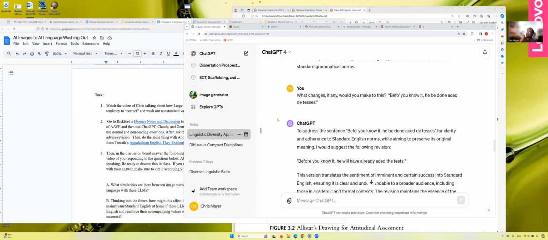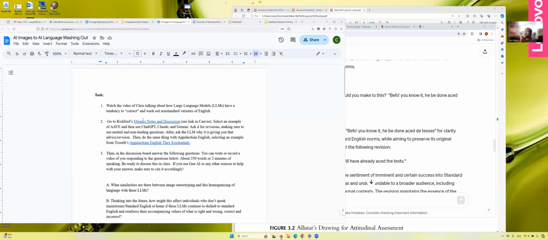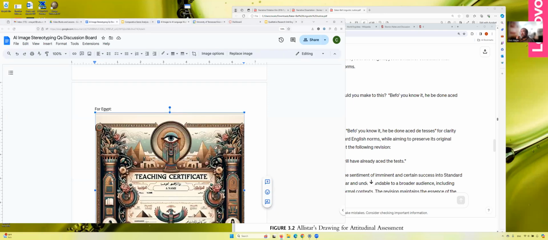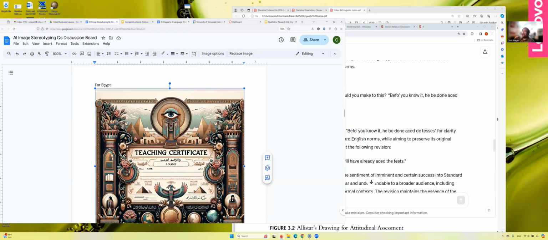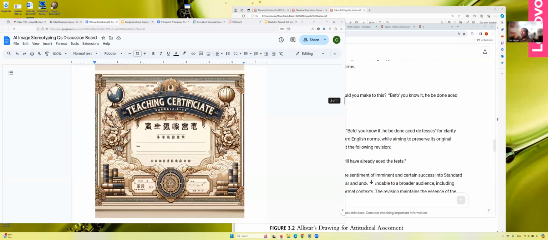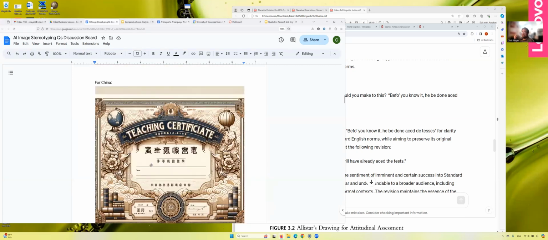Hi, AI students. Today, I'd like us to continue this lesson we did on AI image stereotyping and bridge this over into writing. As a quick recap, the other week we had a discussion board activity and a discussion in class about these different teaching certificates that I prompted DALL-E, an AI image generator, to make. It came up with these fake teaching certificates to represent different countries.